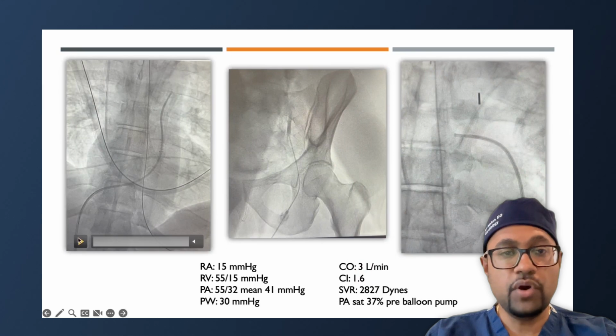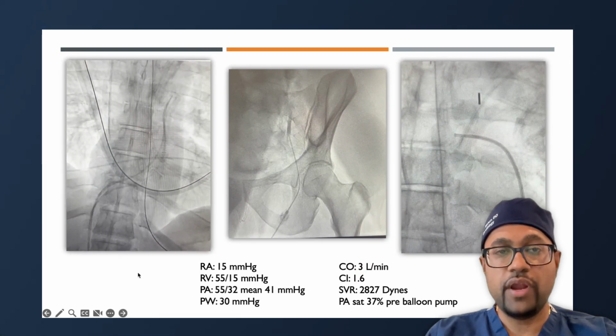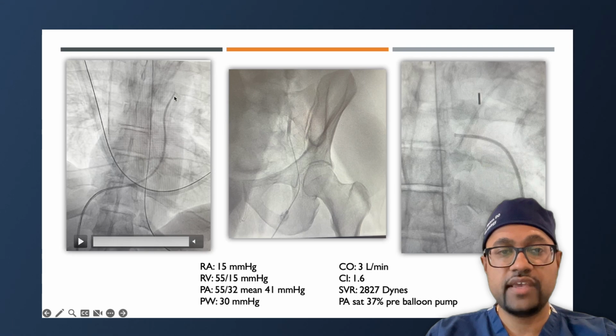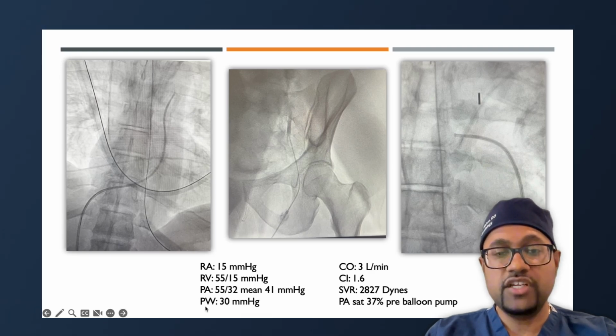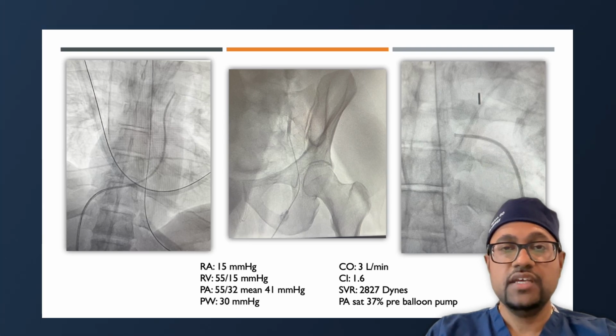So what I did was I always further assess the patient with a right heart cath. So this is a Swan-Ganz catheter going into the pulmonary artery. And these are the numbers that we get. So there is significant pulmonary hypertension, but more importantly, the wedge pressure is now 30. So that's a surrogate marker for the left atrial pressure. It shows that the patient's significantly volume overloaded and in heart failure, basically.